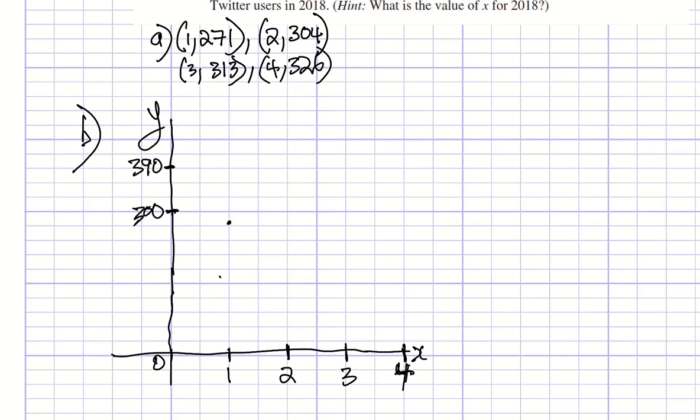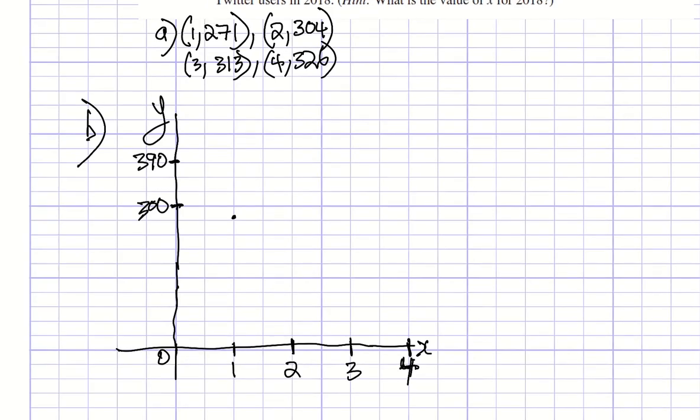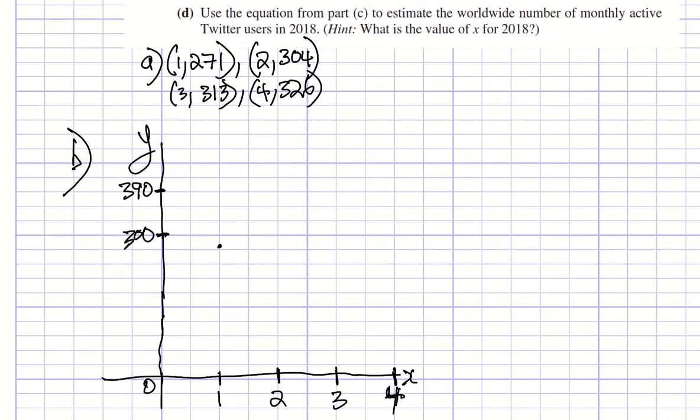270 something will be over here. Let's clear that, you don't need that one. So we'll plot that one. Then 2 is 304. Each unit is 30. Yes, 2 is 304, which should be somewhere there. And then 3 and 313 should be somewhere there. Let's make it over here. And then 4 is 326.